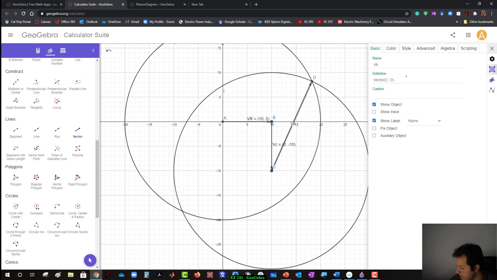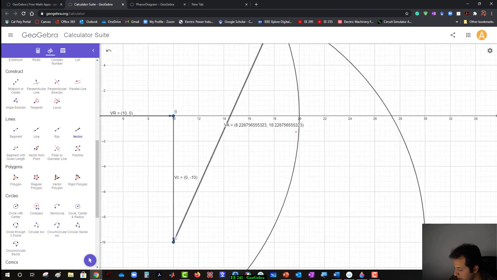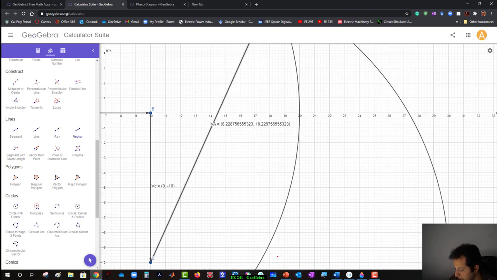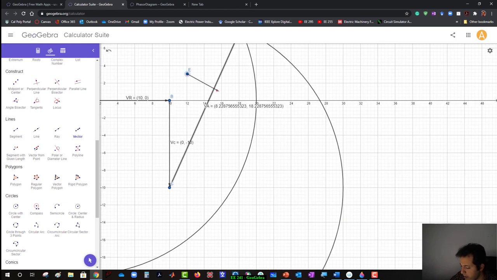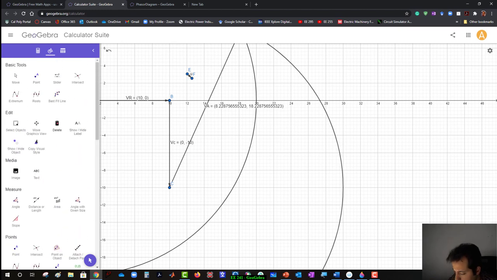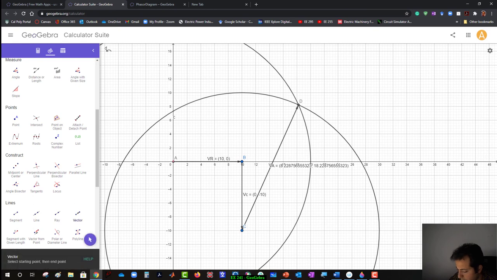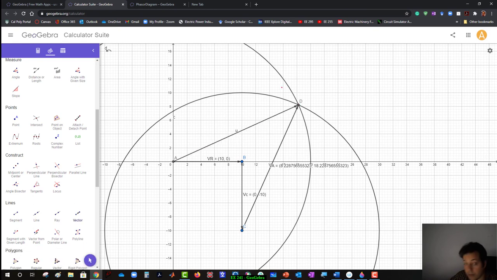And under name and value, as you can see, GeoGebra is showing this in terms of the X axis, X and Y values. Okay. I have to delete this one again. And this one. And now another vector would be from this point going to this point. And that is my VS.